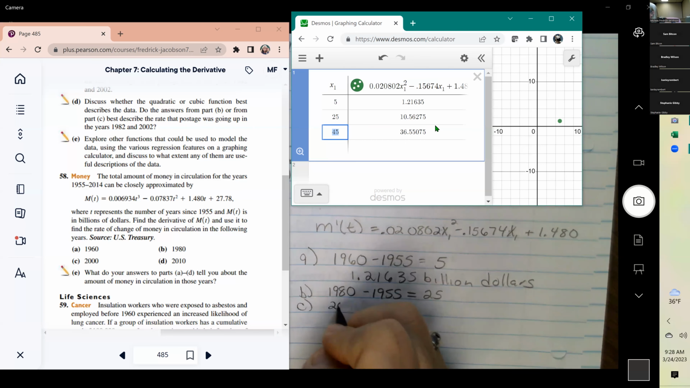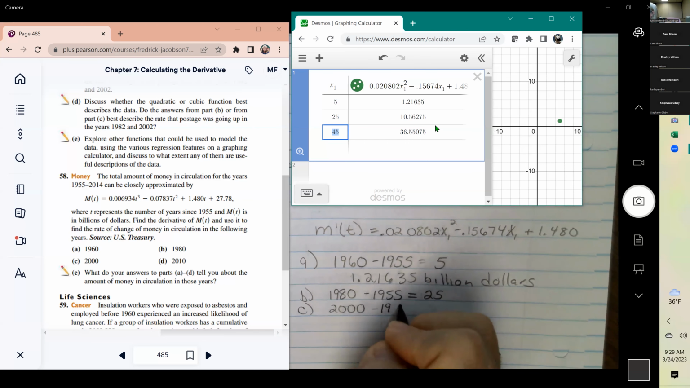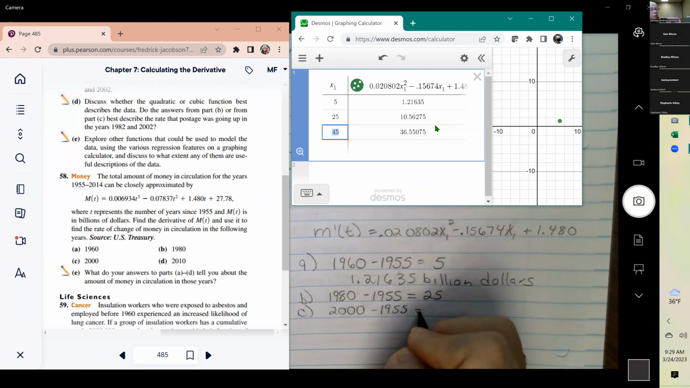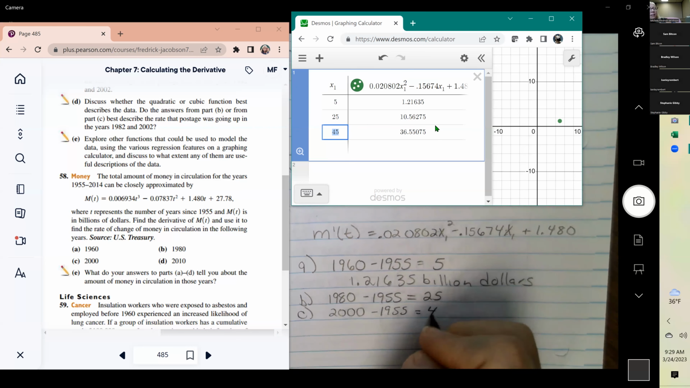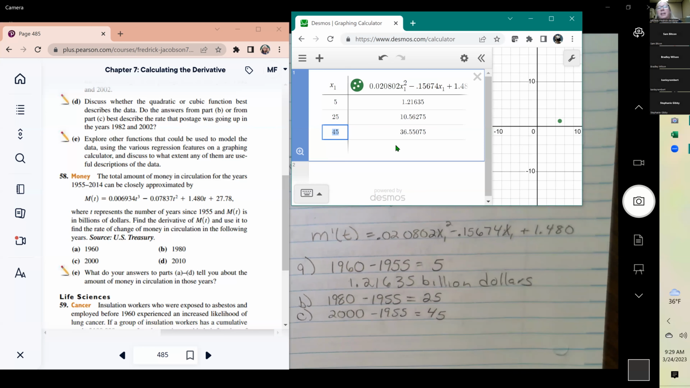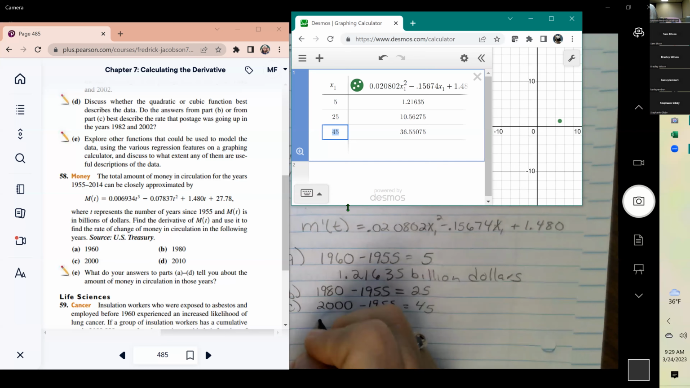For part C, they wanted 2,000. So we want to plug in 40. Oh, it did get it right, 45. Which means in 2001, we increased our circulation by $36.5 billion. In 2010, which would be 55.